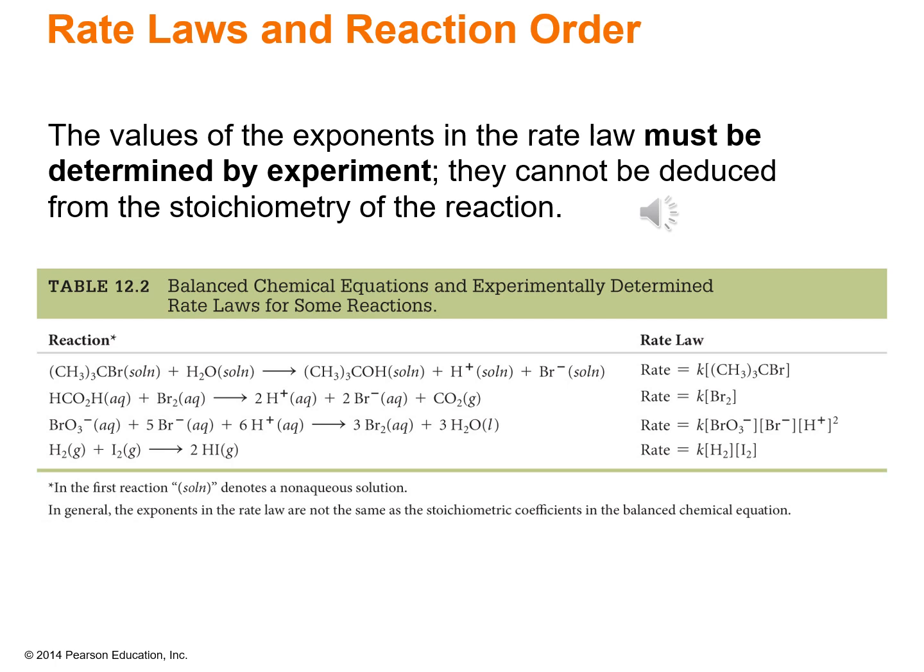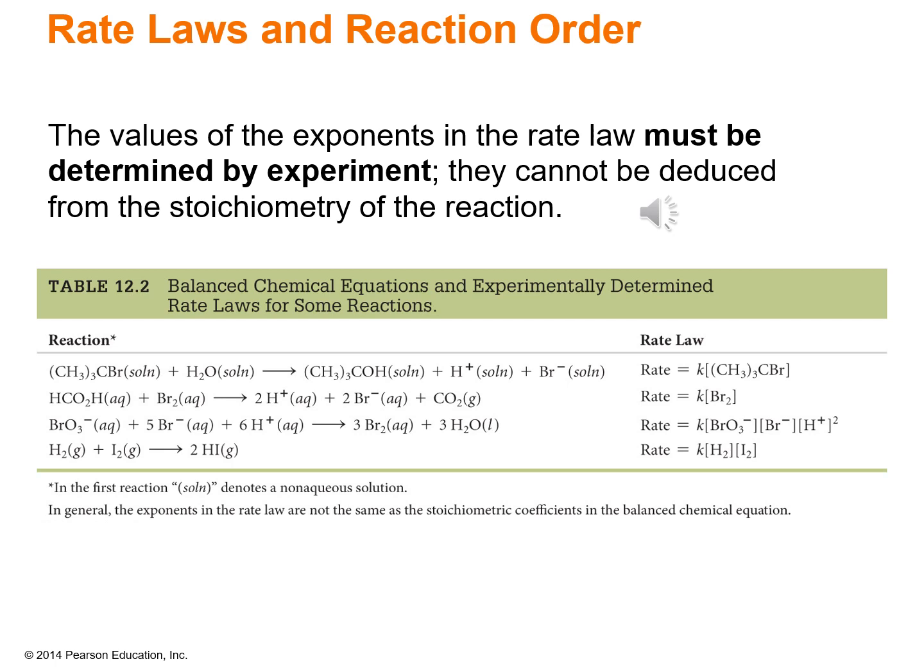Here you see, and this is a very important point, that the values of the exponents in the rate law must be determined by experiment. They cannot be deduced from the stoichiometry of the reaction. As you see in table 12.2, there's no general relationship between the stoichiometric coefficients in the balanced chemical equation and the exponents in the rate law.